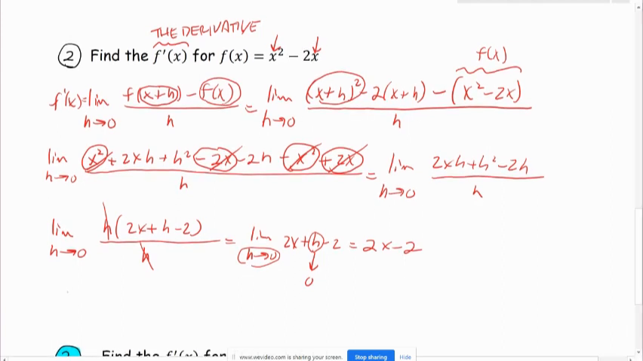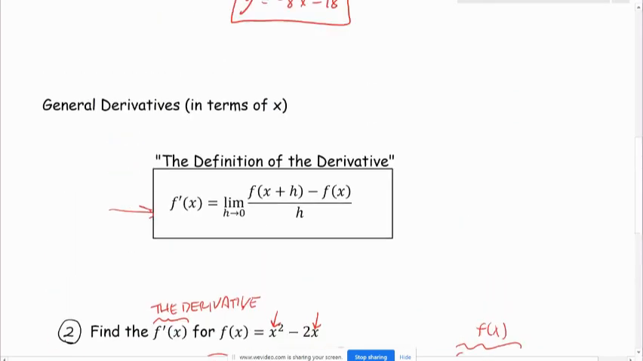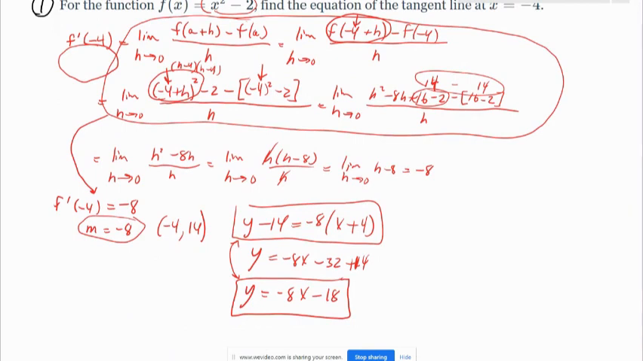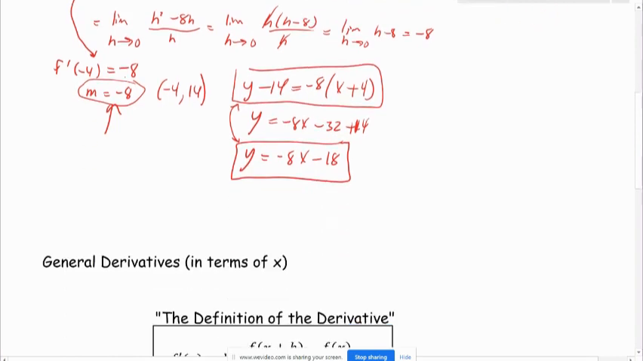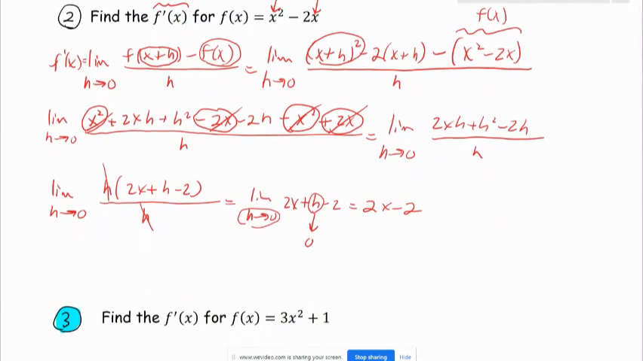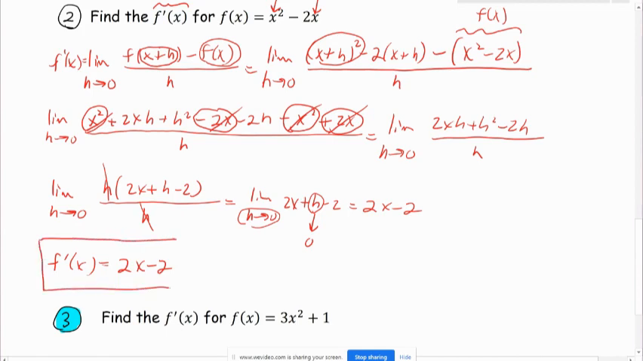So that is typical. Like in the previous problem when we found f prime of negative 4, we ended up with a number as an answer. F prime of negative 4 turned out to be negative 8. And so now we have an expression, f prime of x turned out to be 2x minus 2. So we're done with that, but I just want to explain what we did and what we can do with this derivative now that we have it.